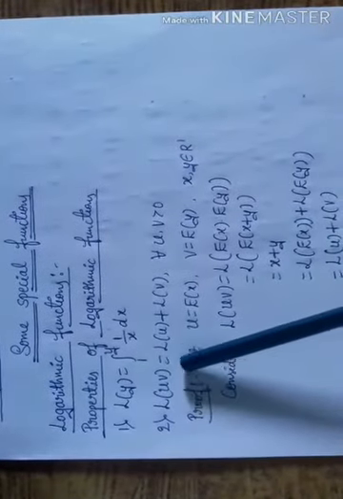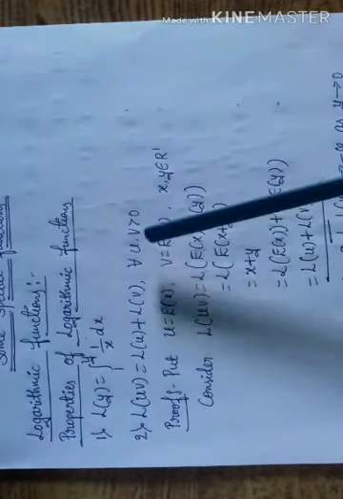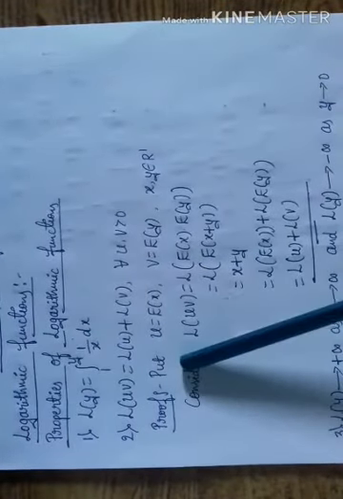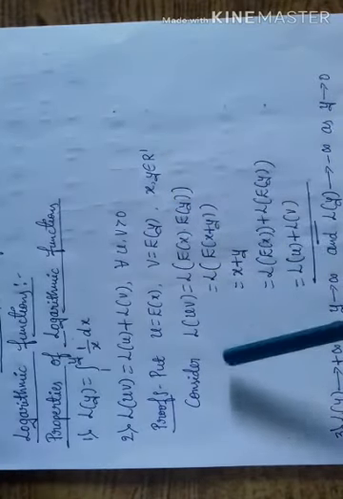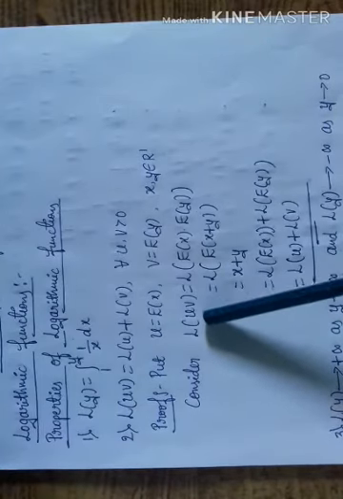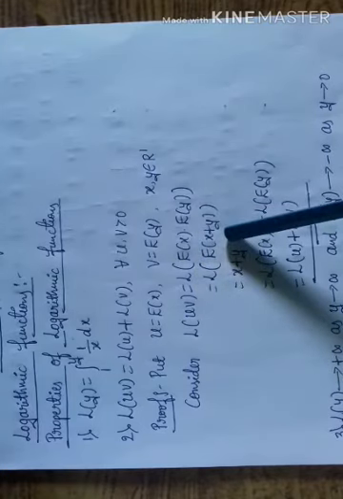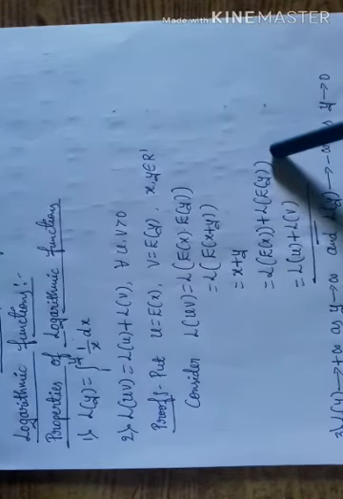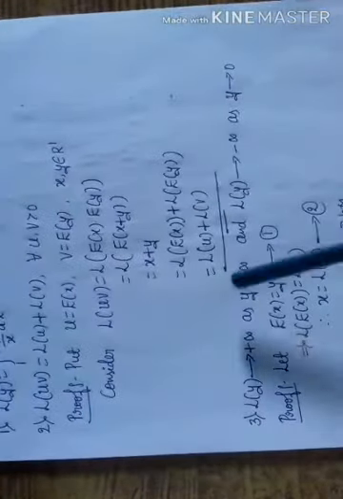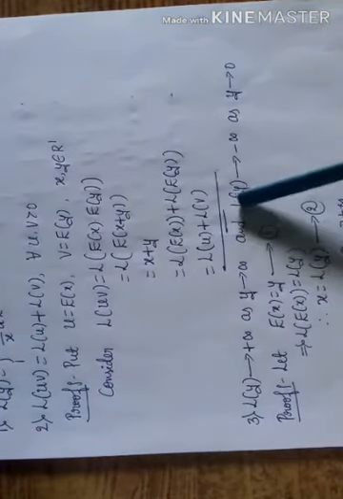Second one: L of uv is equal to L of u plus L of v for all u, v greater than 0. Proof: put u is equal to e of x, v is equal to e of y, x, y belongs to R1. Consider L of uv. Substitute u and v. We know that e of x into e of y is equal to e of x plus y. Also, we know that L of e of x plus y is equal to x plus y. We know that x is equal to L of e of x and y is equal to L of e of y. Substitute e of x and e of y. Therefore, L of uv is equal to L of u plus L of v.